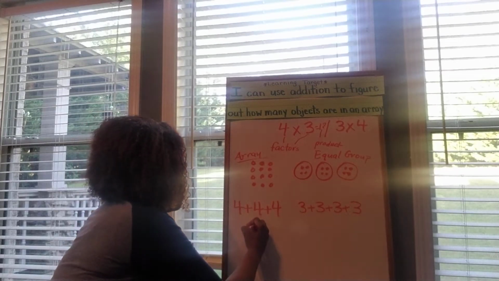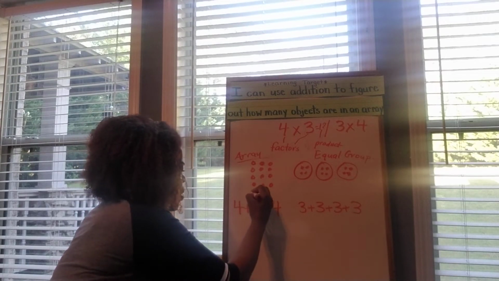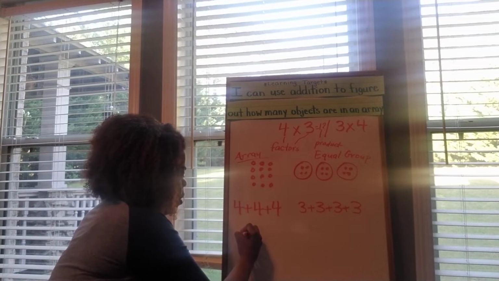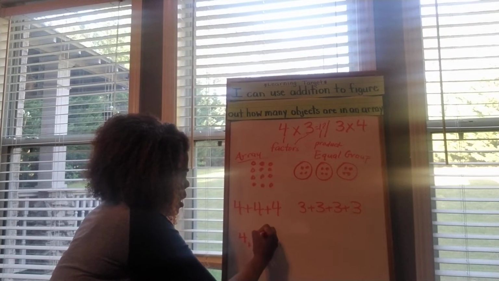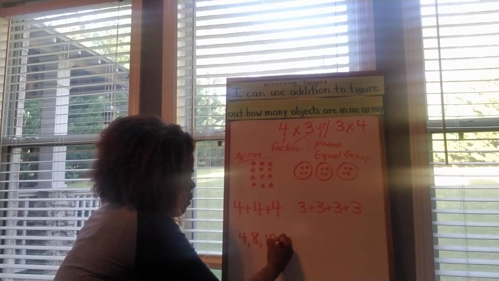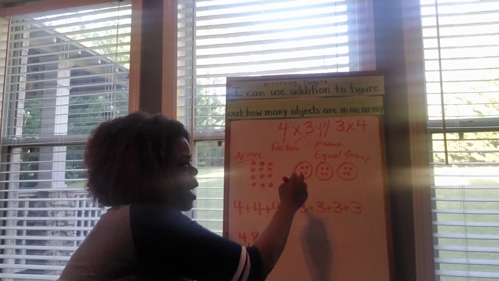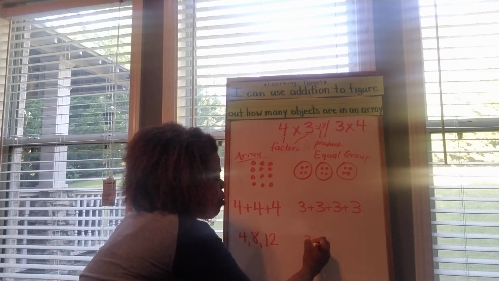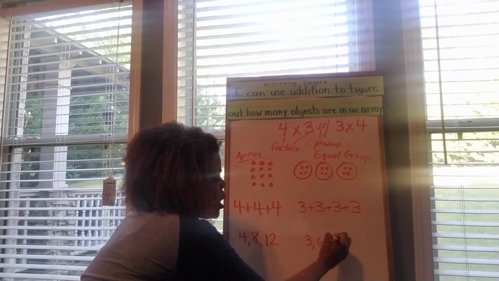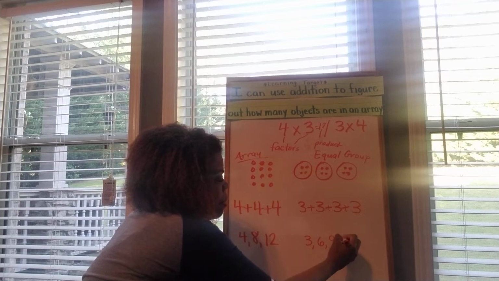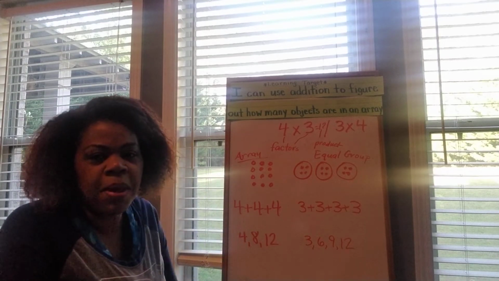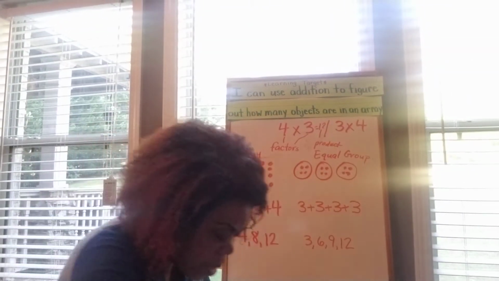And for our skip counting. So that was repeated addition. Now we're going to count by 4s. 4 plus 4 is what? 8. And 8 plus 4 is 12. So if we were doing 4 times 3, that would be our skip counting. If we were counting by 3s, it would be what? 3, 6, what's 6 plus 3? 9, and 9 plus 3 is 12. So that's what I mean by skip counting. Okay, let's do another one.